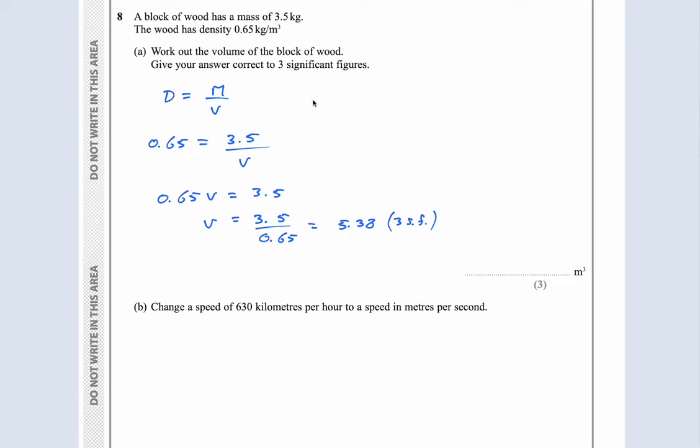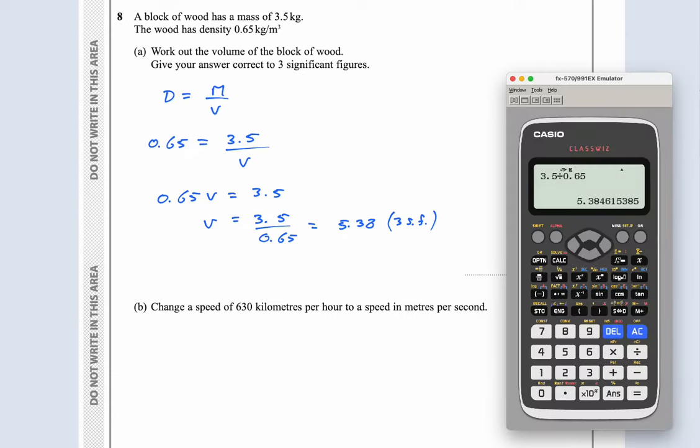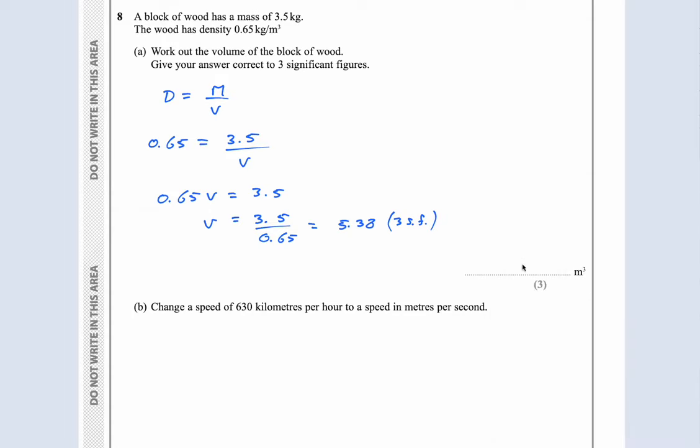Like he said, 3 significant figures, guys. First one, second one, third one, rounded here. 4 is less than 5, so I just stopped there. So it's 5.38.